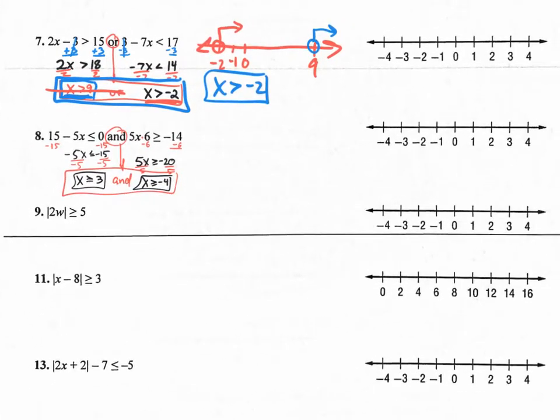Okay. So number 8, x is greater than or equal to 3, solid dot at 3, greater than is that way. And x is greater than or equal to negative 4. Here's negative 4, solid dot, greater than is also that way. The word and implies the overlap. So where does it overlap? It doesn't overlap anywhere right here. It doesn't start overlapping till right here.